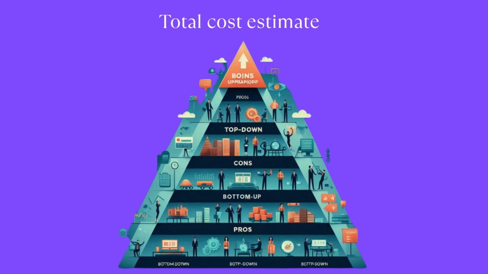Top-down estimating is when you start with the total cost estimate based on historical data, expert judgment, or high-level assumptions, and break it down into segments. Instead of detailing every screw, wire, and hour, you focus on the overall shape, then fine-tune over time. It's fast, it's strategic, and when time is tight or detail is limited, it's often the smartest place to begin.